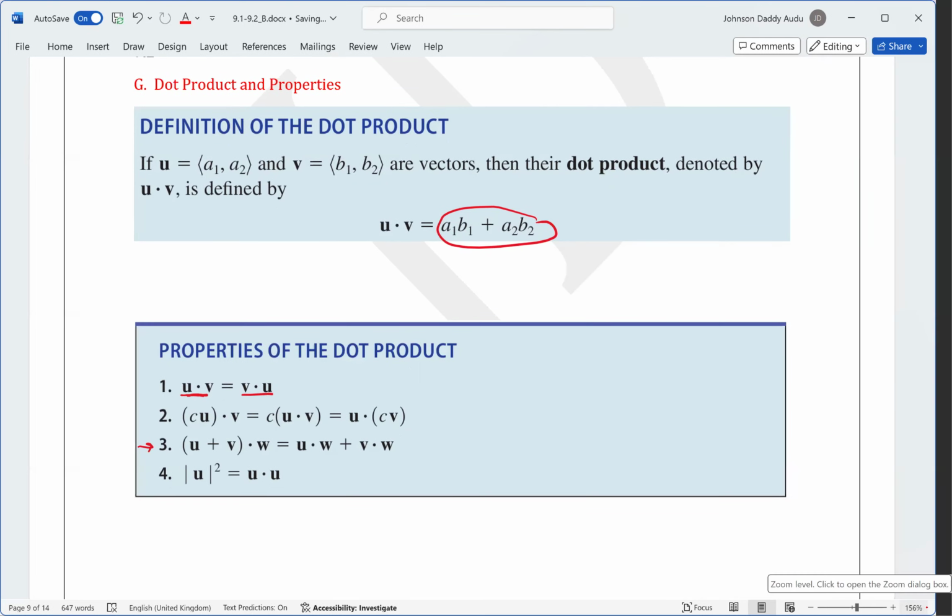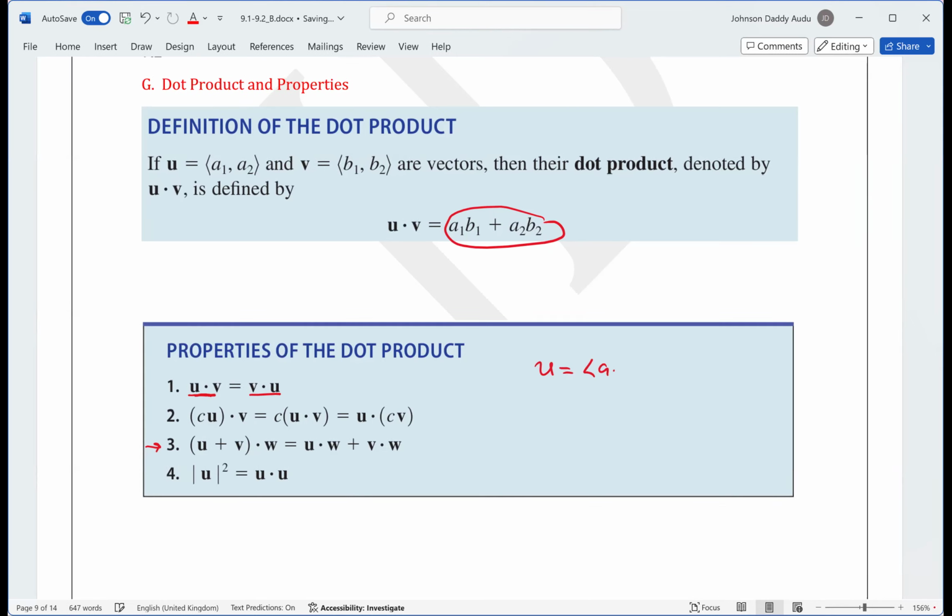Another important property is this one. The square of the magnitude is the same thing as the vector dotted with itself. For example, if you remember, if you have u to be (a, b), we know that the magnitude of u is simply the root of a squared plus b squared, which means that the square of the magnitude is just a squared plus b squared.